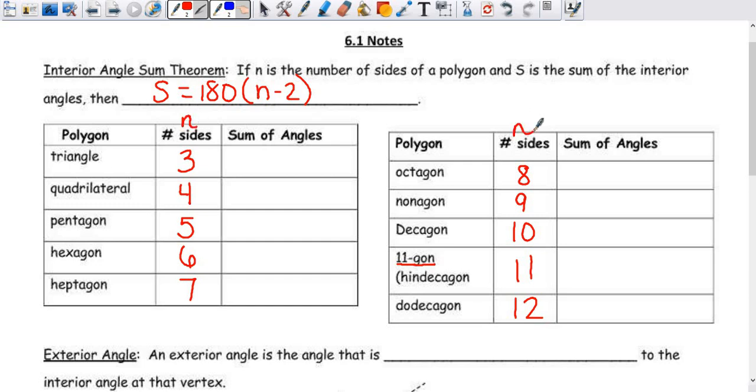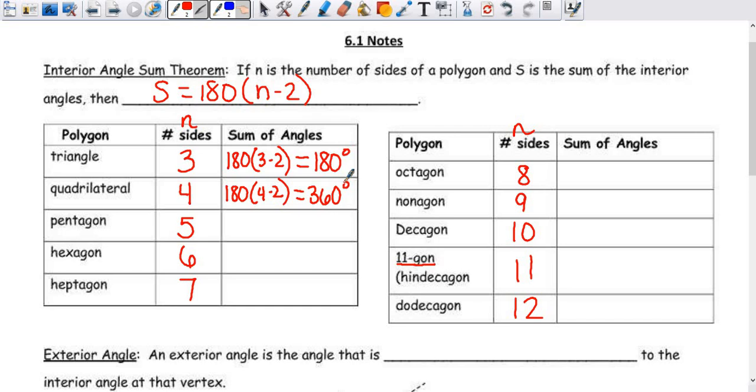We can just plug it in to our formula. So 180 times 3 minus 2. All right? So 3 minus 2 is 1. 180 times 1 is just 180 degrees. And we know that a triangle adds up to 180 degrees. So let's go ahead and fill out all the rest of these. So with a quadrilateral, 180 times 4 minus 2. So really we're just doing 180 times 2, which is 360 degrees.